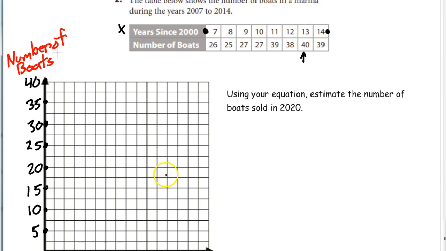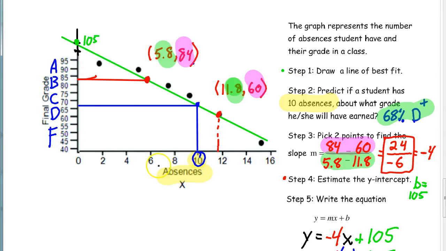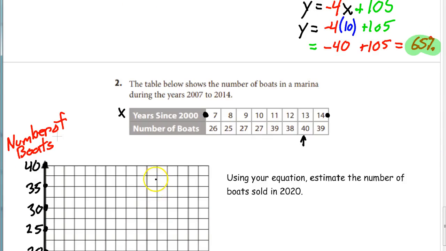All right, I'll let you guys work on the rest. Use number 1 right here as a good model on how to go through and find everything.